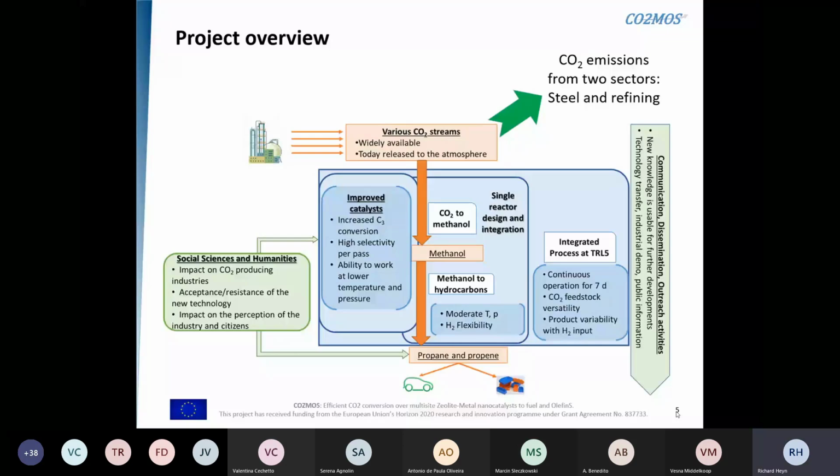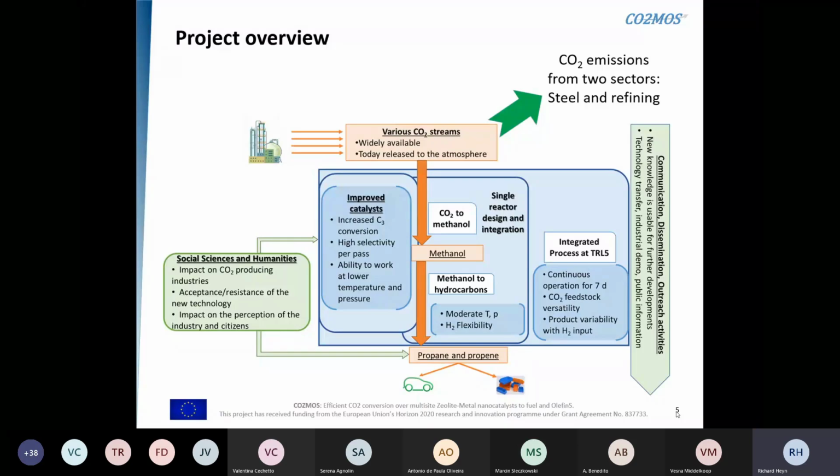As part of this, we want to have a single reactor design, so we want to integrate everything into one reactor with a moderate temperature and pressure, and be able to have flexibility in the amount of hydrogen that we actually use in the chemistry. Then this will all be scaled up to a TRL 5. As I mentioned, the pilot plant will be located at Tüpraş in Turkey, where we aim to have continuous operation for 7 days, show this versatility in the CO2 feedstocks, and also determine if we actually have this product variability with the amount of hydrogen that we add to the reactor.